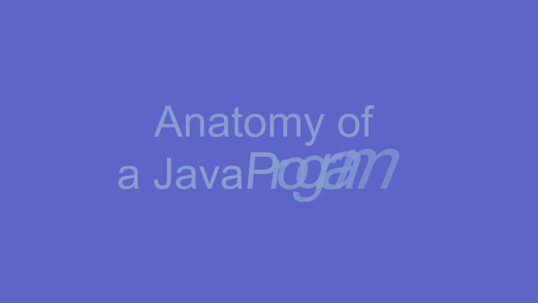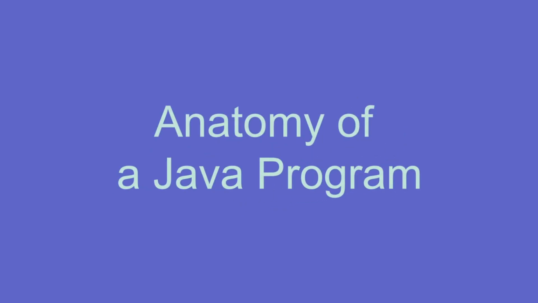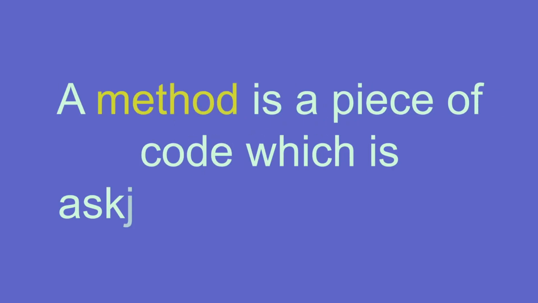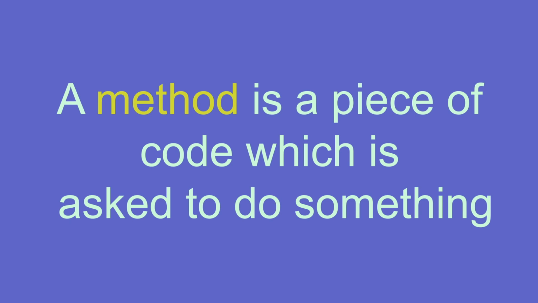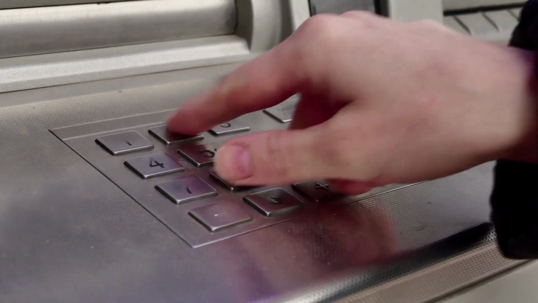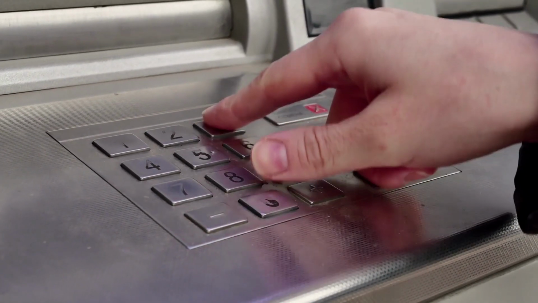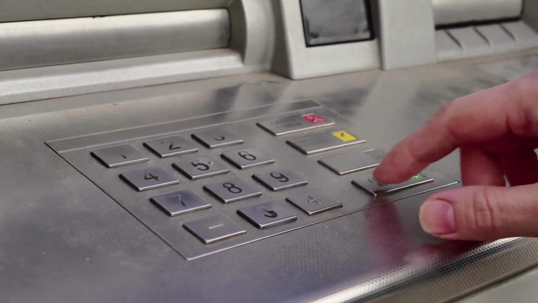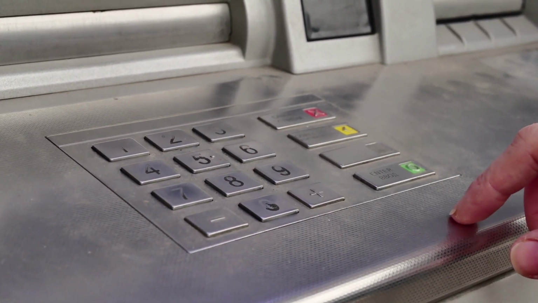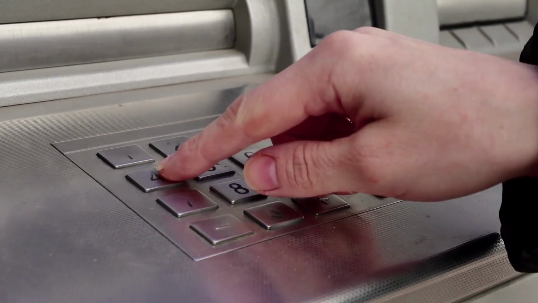In this Java programming tutorial, we are going to look at the anatomy of a Java program. The smallest building blocks of Java programs are called methods. A method is a piece of code which is asked to do something. To help you envision what a method is, think about an ATM. The ATM is going to have buttons which, when pressed in the right sequence and conditions, will dispense cash.